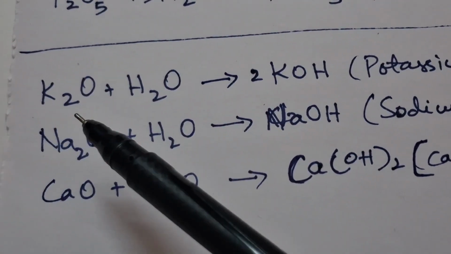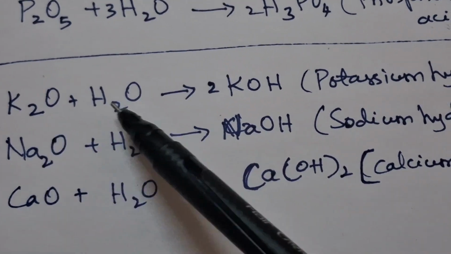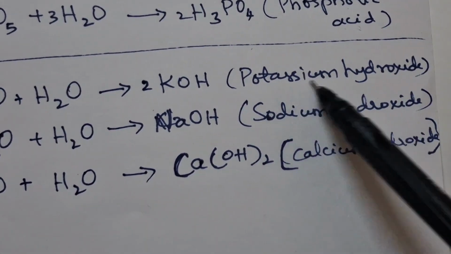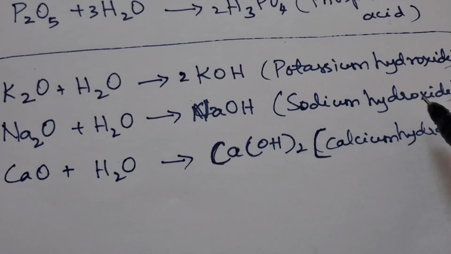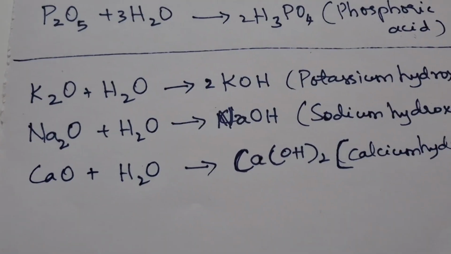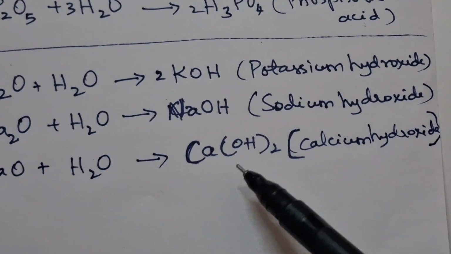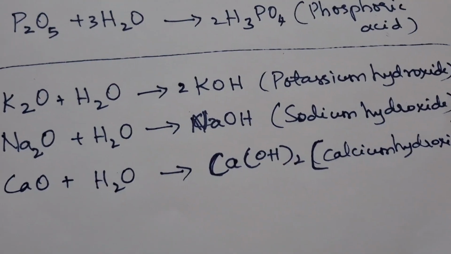Similarly with metals, a metallic oxide, that is potassium oxide, when dissolved in water gives you potassium hydroxide. All hydroxides are bases. Sodium oxide when dissolved in water gives you sodium hydroxide. And when calcium oxide reacts with water, it dissolves to give calcium hydroxide. This is also a base.